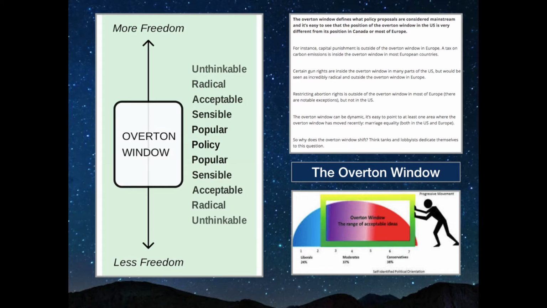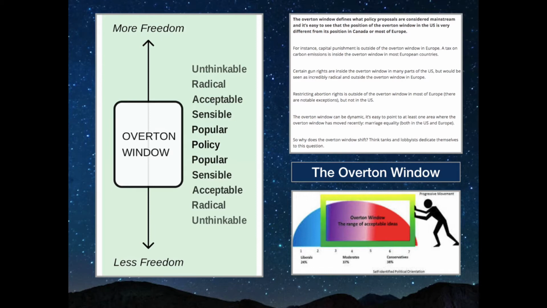Here you see a depiction of the Overton window, which shows how more or less freedom can be shifted by changing the thoughts of the people. The Overton window defines what policy proposals are considered mainstream, and it's easy to see that the position of the Overton window in the US is very different from its position in Canada or most of Europe. For instance, capital punishment is outside of the Overton window in Europe. A tax on carbon emissions is inside the Overton window in most European countries.